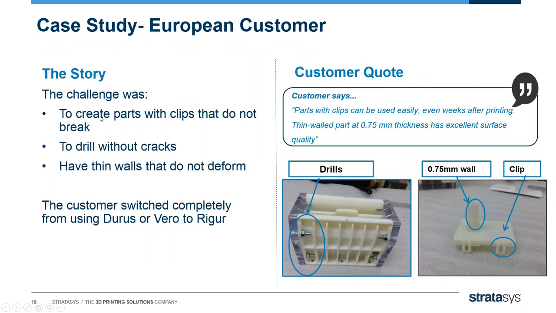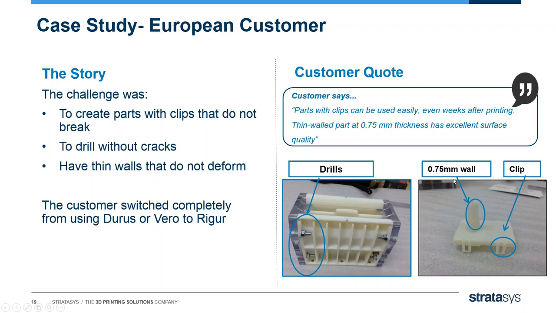The challenge is to create parts with clips as well that do not break, drilling holes without cracks, and have thin walls without deformations. The pictures here show you a wonderful combination of a massive body printed from Rigor, and you see the side caps are produced from Vero Clear, and this is assembled with screws and washers, as you can see here, normal metal screws and nuts, and this works very well.